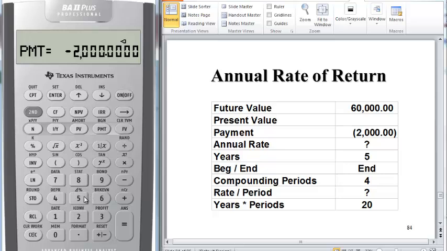I know that this is done over 5 years, so 5 normally would be my N, but it's not. Why? Because this is done quarterly. So how many quarters are there? 5 times 4. So there are 20 quarters.